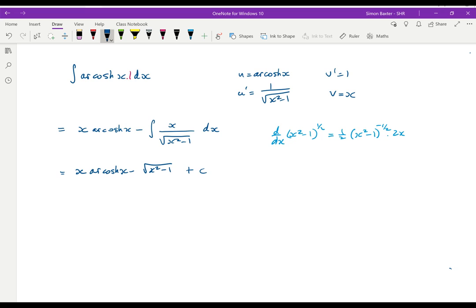Simple little trick, works nicely because, as I said, by the time you get to here, all the hyperbolic side of life has disappeared, or if you're using an inverse trig function, all the trig side of life has disappeared.